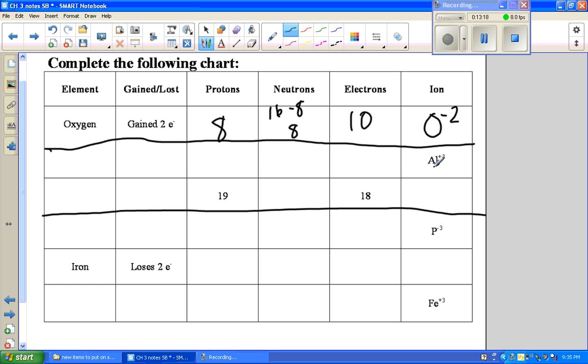Well, let's do one in the opposite. You can see I have aluminum, Al, with a +3 charge. Well, what does that mean? So my element over here is aluminum. You can go ahead and write that in. And has it gained or lost electrons?